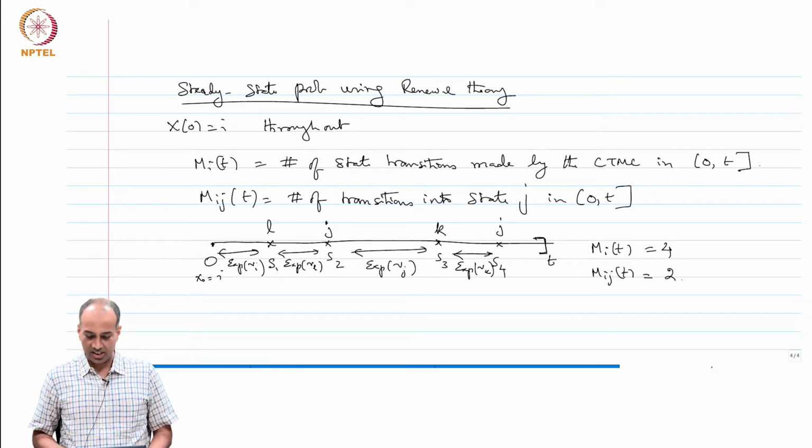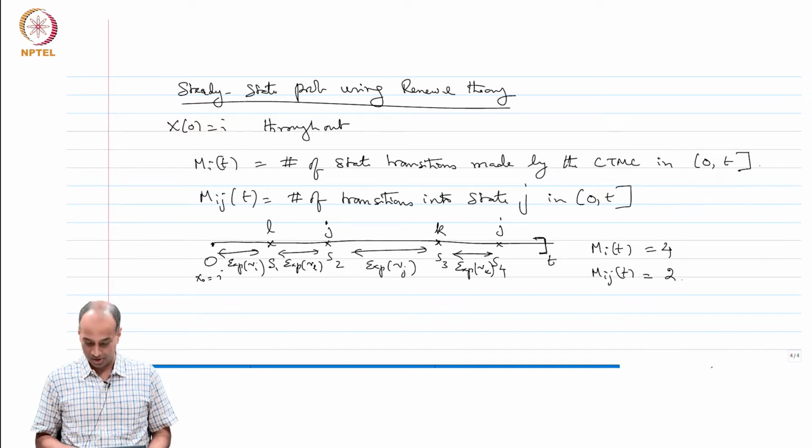What you will see is that Mij(t) is actually a delayed renewal process. Mi(t) is not a delayed renewal process, it is not a renewal process at all, because it enters different states and stays there for different times, but Mij(t) turns out to be a delayed renewal process. So, we have to see that.